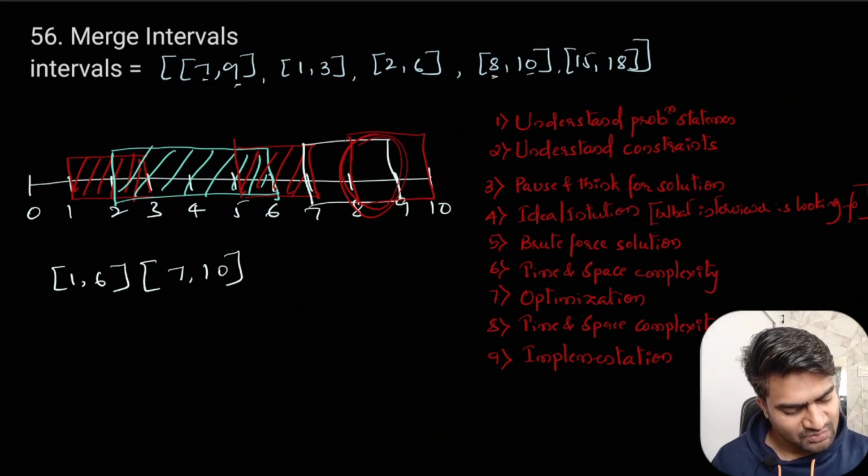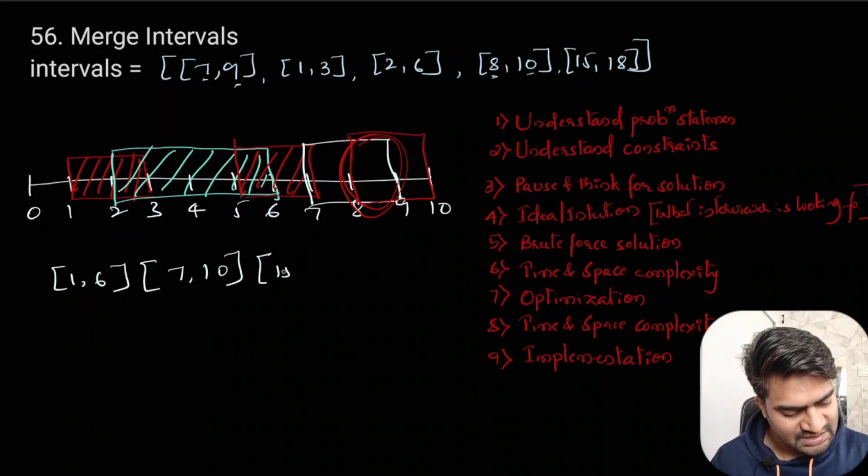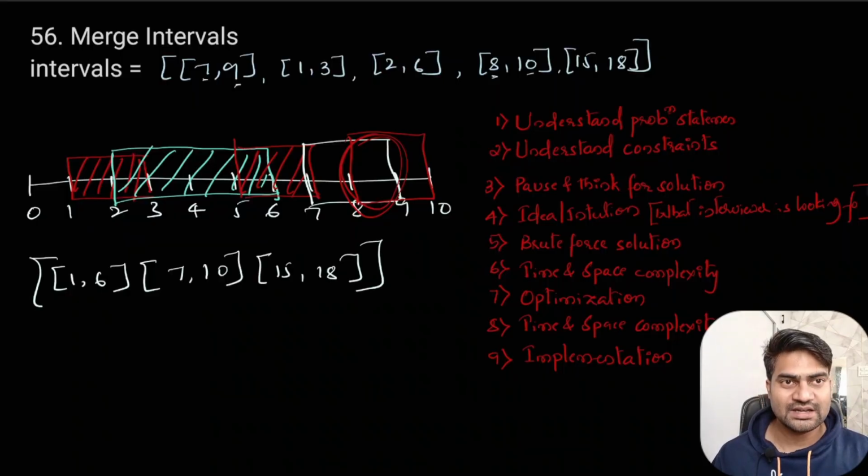The remaining one is 15 18. It does not merge with any other interval, so I will simply take that. This is our expected output after the merge of the intervals, and this we need to return. So this is basically the problem statement, and we have also seen what the constraints are.